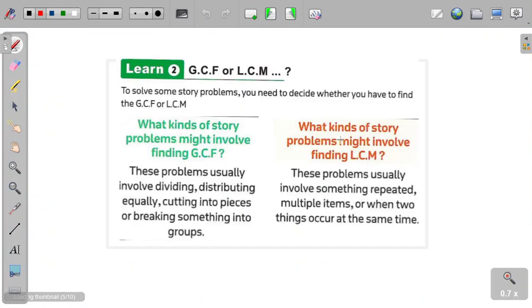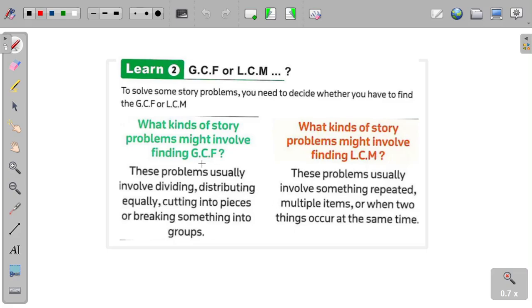Next, if I have a story problem, I need to decide whether I want to find the greatest common factor or the least common multiple. But how? What kind of stories or story problems might involve finding the greatest common factor or finding the least common multiple?